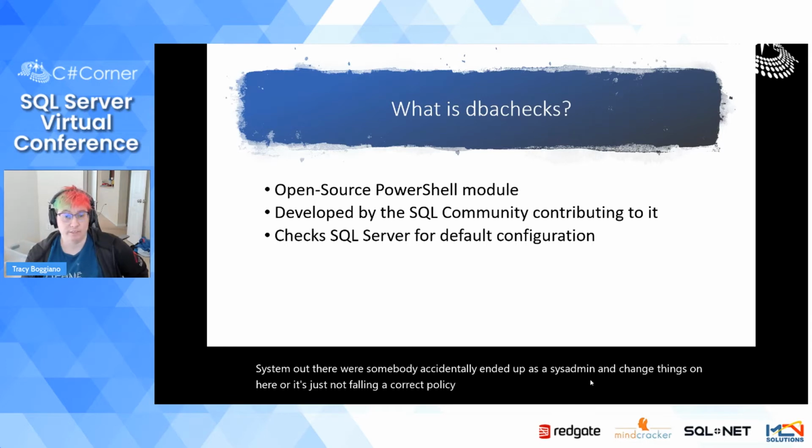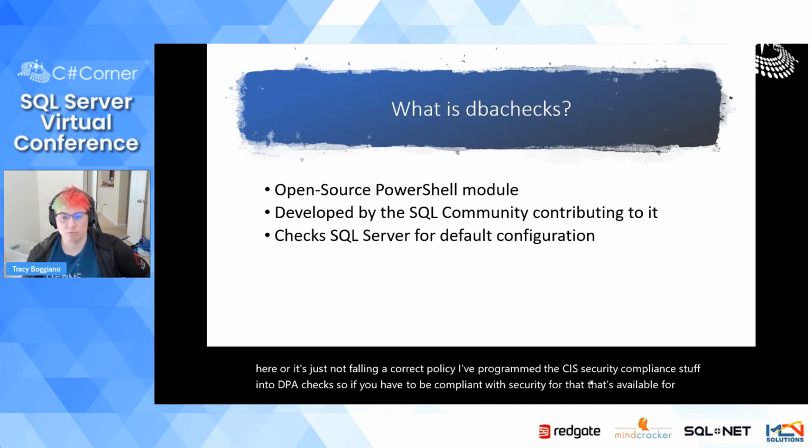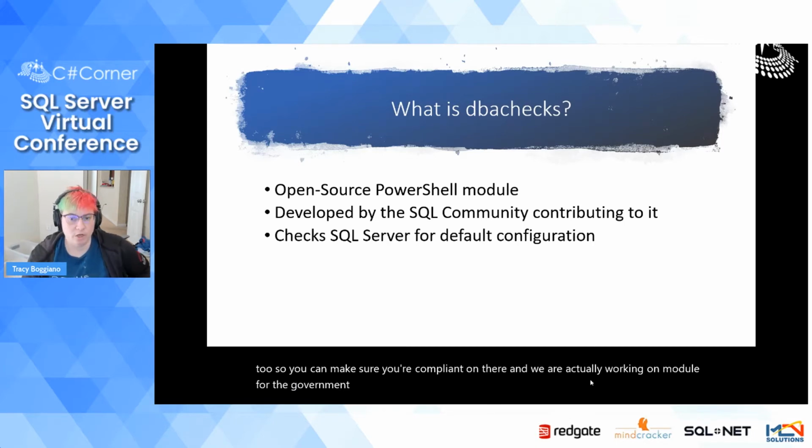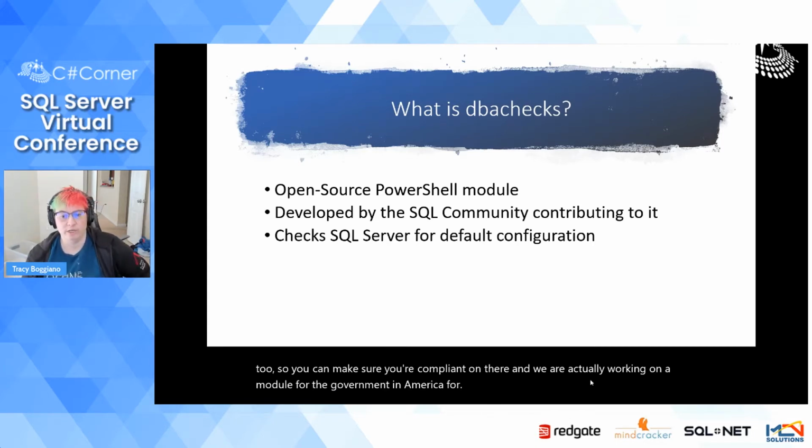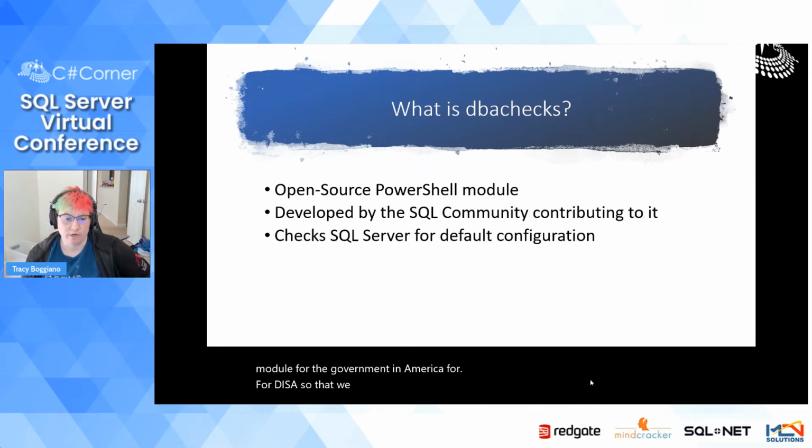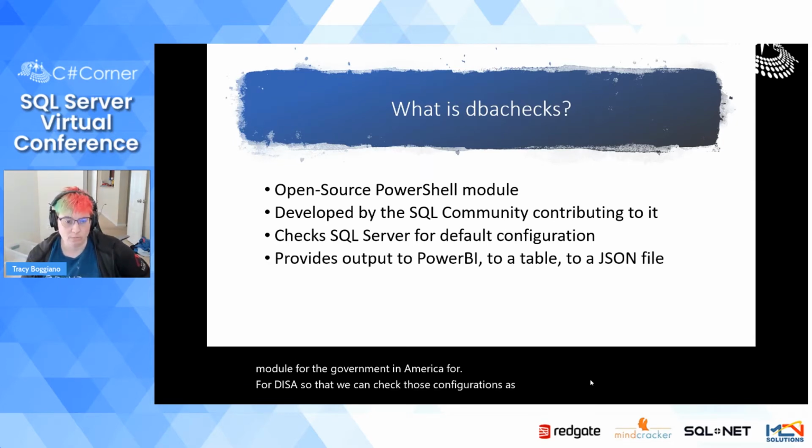I've programmed the CIS security compliance checks into dbachecks. So if you have to be compliant on security for that, that's available there too, so you can make sure you're compliant. We're also working on a module for the government in America for DISA so that we can check those configurations as well. It provides output to Power BI by default, which is the easiest way to visualize it.